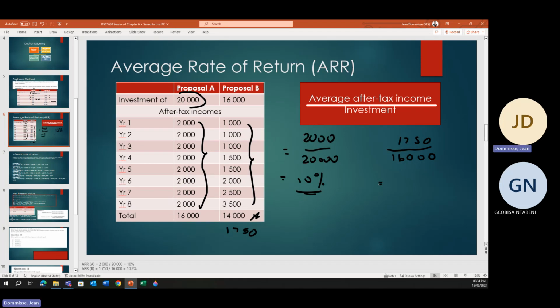And that gives us actually interest of 10.794%. Okay, so proposal B, slightly higher return that we're getting on it. Again, if you look at it, it seems smaller because your after-tax income is smaller.